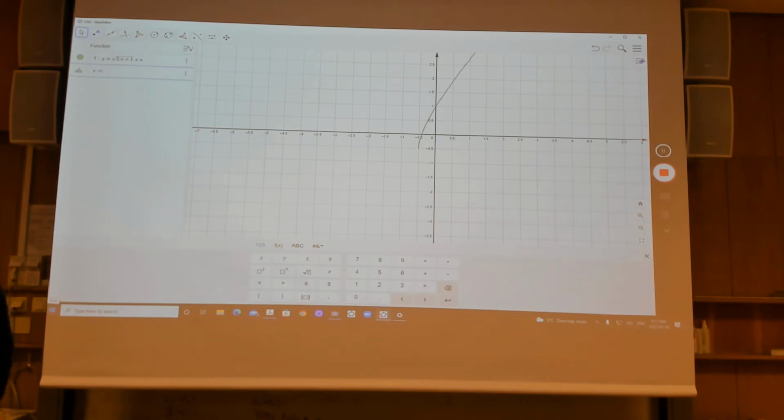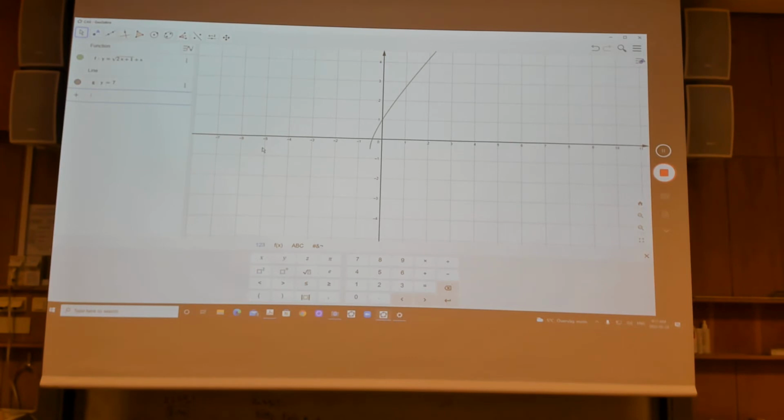So I write y equals 7, and I draw that one as well. I have to go higher so that you can see this.